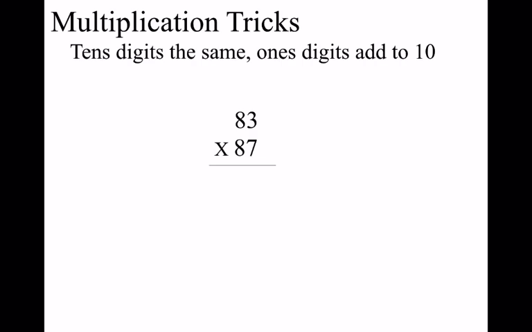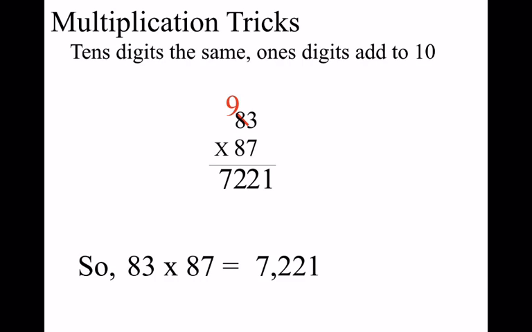10's digits are the same. 1's digits add up to 10. So 3 times 7 is 21. And we'll take one of the 8's, bump it up to a 9, and 9 times 8 is 72. So 83 times 87 is 7,221. All right, problems for you to try.